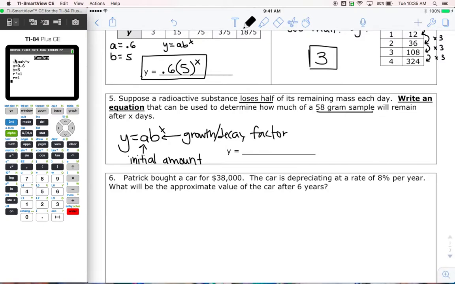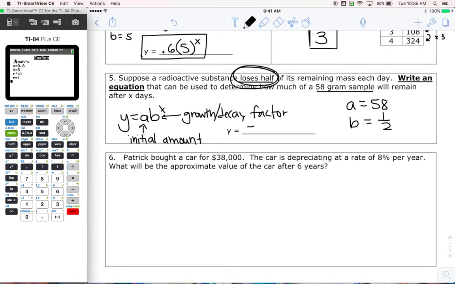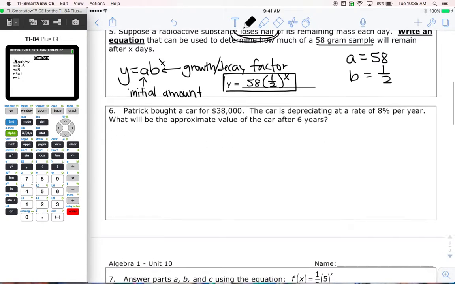So my answer for this, in this case, my initial amount A is going to be 58 grams, and my decay factor is going to be 1/2. We're losing 1/2. Do not make this negative. A lot of people screw that up. They make it negative. No, just leave it as 1/2. So y equals 58 times 1/2 to the power of x. And that's my answer.